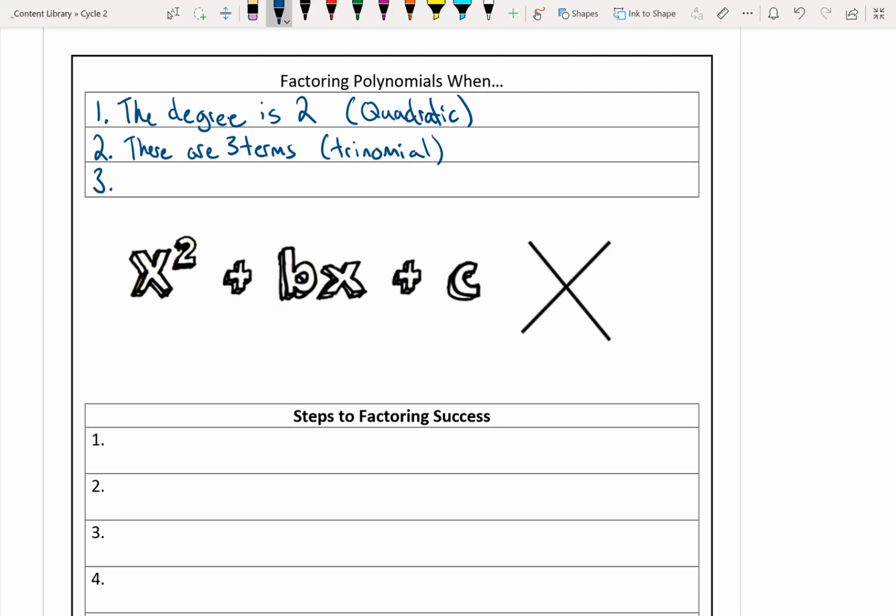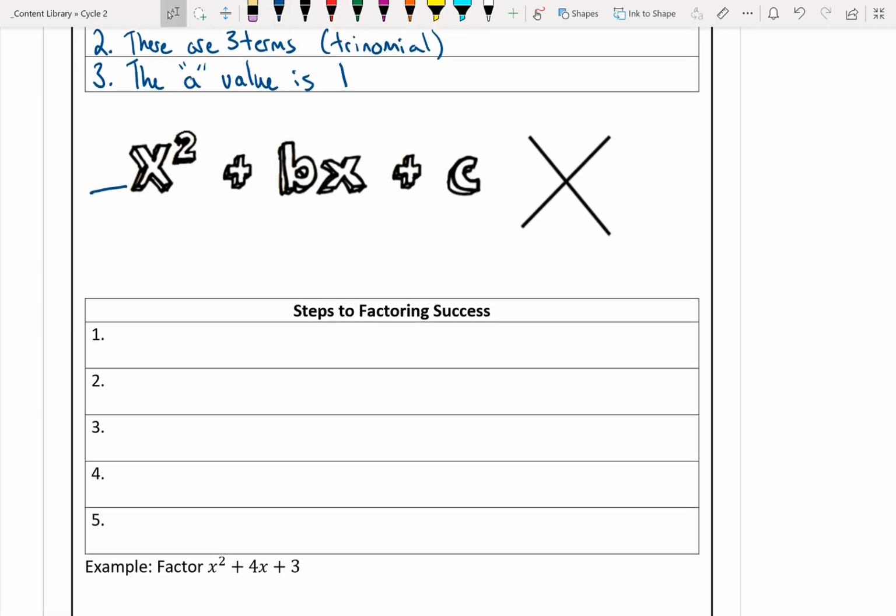And the third thing that we're looking for is that the a value is 1. So again, remember the a value goes in front of the x. If we look at our standard form, it's ax squared plus bx plus c. In this case, we don't have an a value because it's 1. So the steps that we have to go through to factor this is the first one.